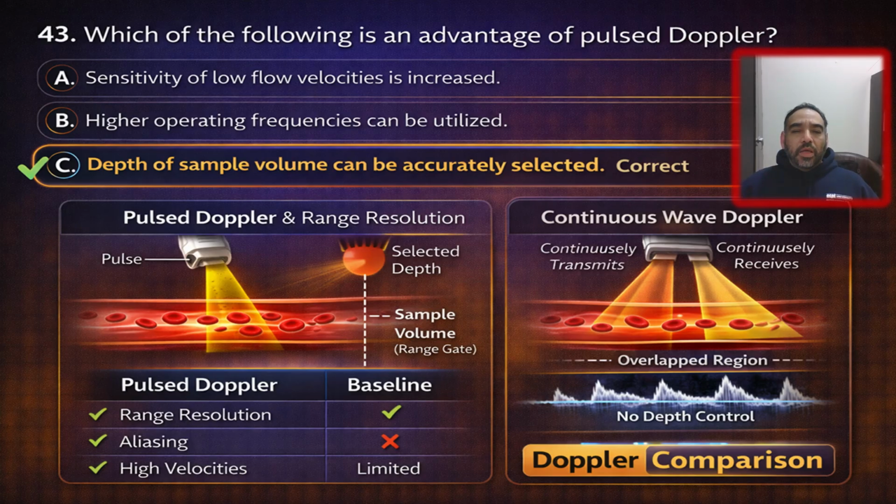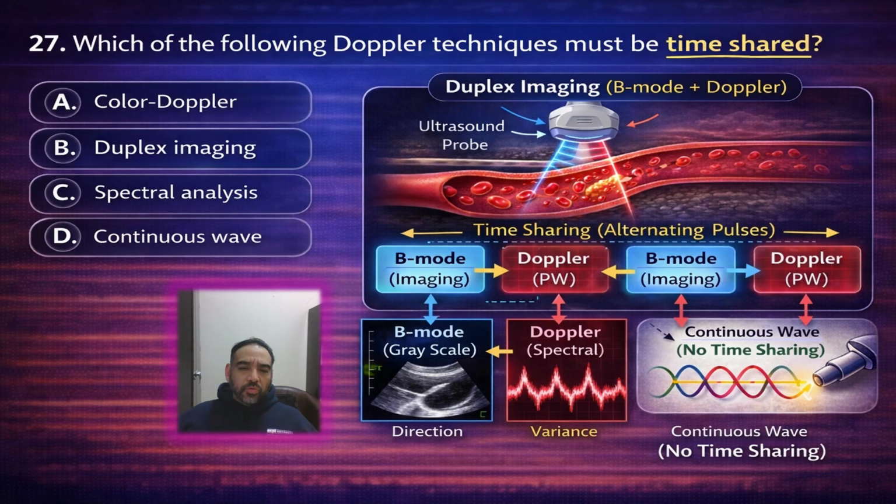If we're comparing these by feature between pulse wave and continuous wave Doppler, we can look at range resolution, we can look at aliasing, we can look at higher velocities as main differences. And you can see the advantage of pulse Doppler. When you think of pulse Doppler, think of depth selection. All right, let's move on to the next question.